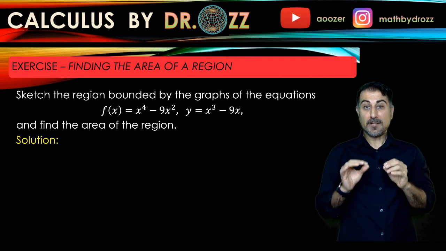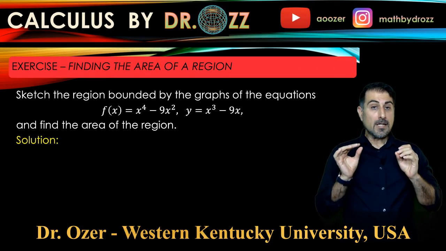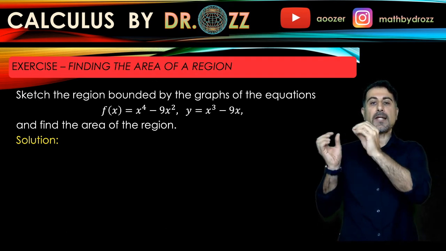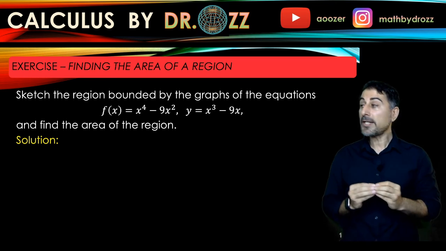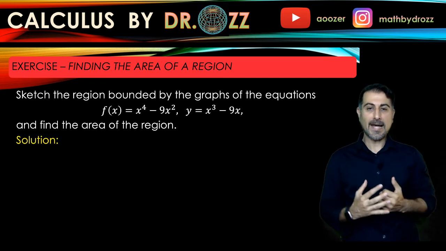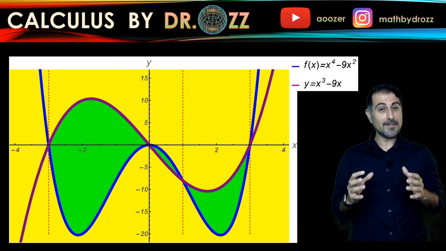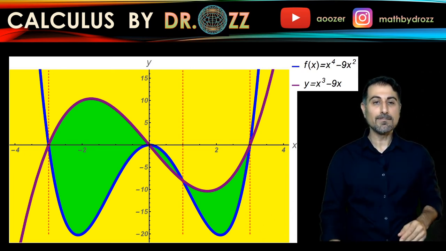Today we're going to find the area of a region bounded by the graphs of x to the fourth minus 9x squared and x cubed minus 9x. Okay, please have your calculator ready at this moment and let's get started.